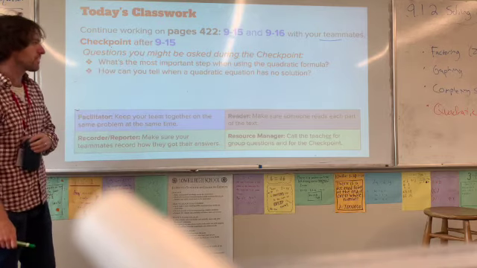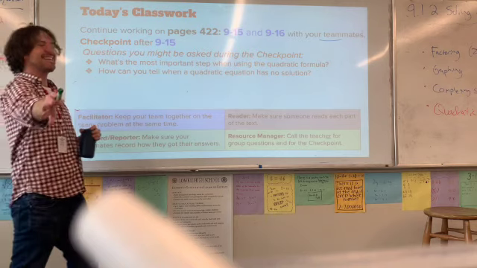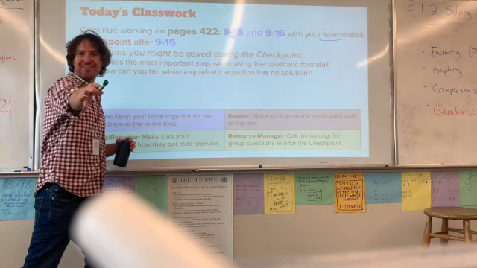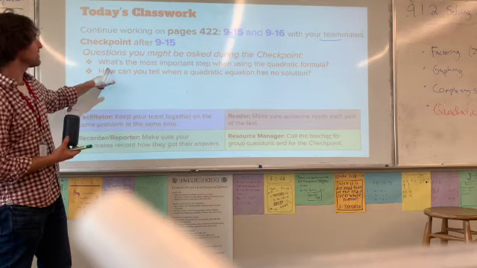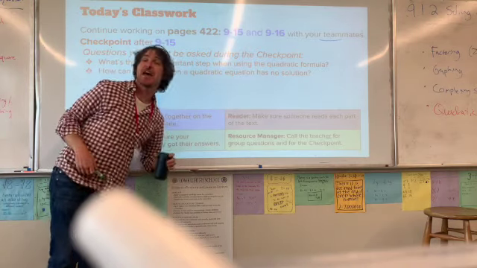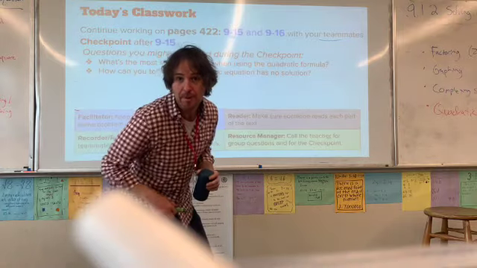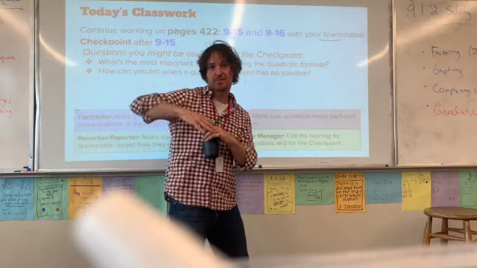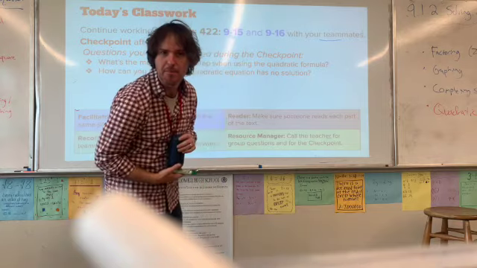What's the most important step in the quadratic formula? I think the answer to that is really to take the square root part. And how can you tell when a quadratic equation has no solution? Well, you're taking the square root of a negative number, and then you just say no solution there. For a parabola, that would mean there were no x-intercepts. It's above the graph. Those x-intercepts are imaginary.